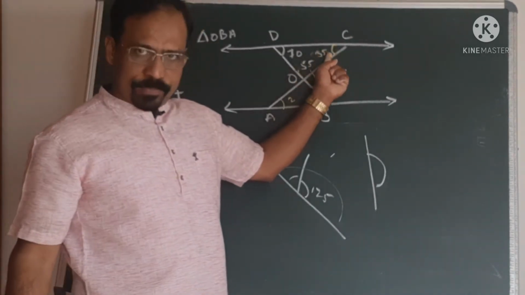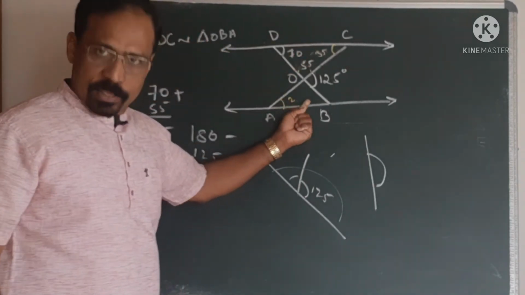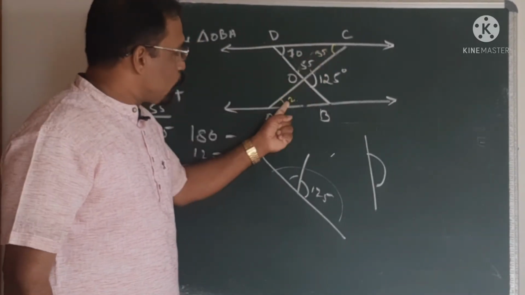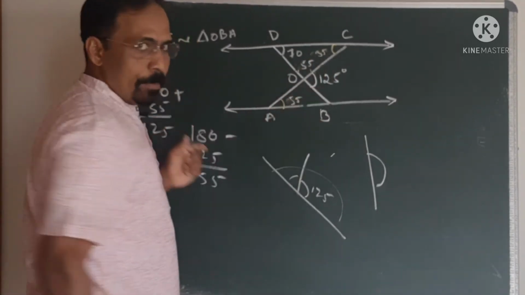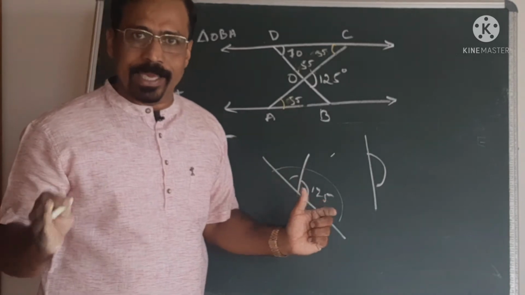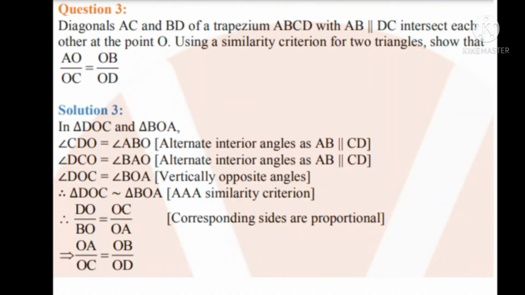If this angle is 55, what about this angle? These two triangles are similar triangles. These are corresponding angles. So this will be 55, because corresponding angles are equal. So we got all three angles. Let us look at question number 3.